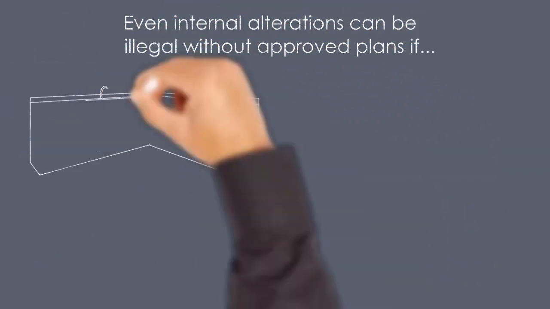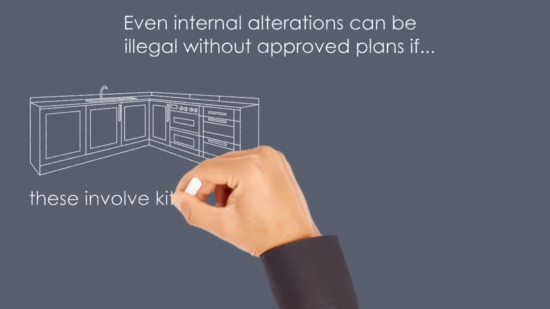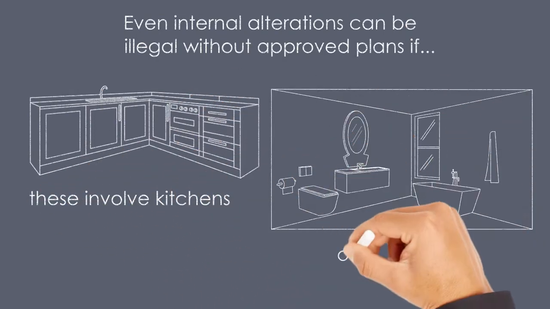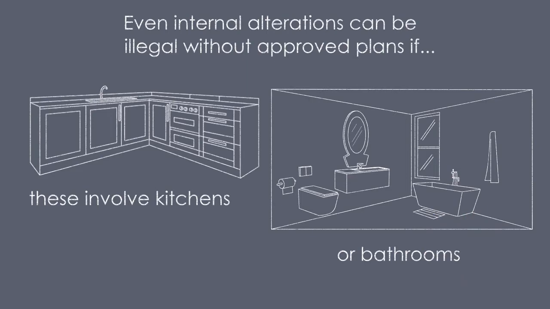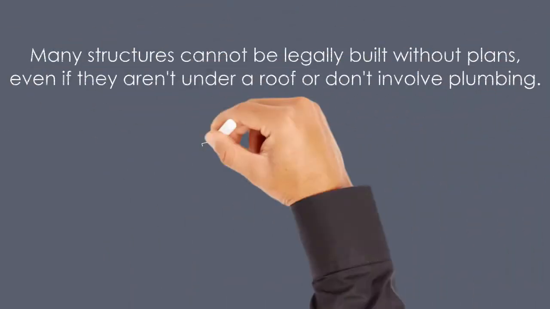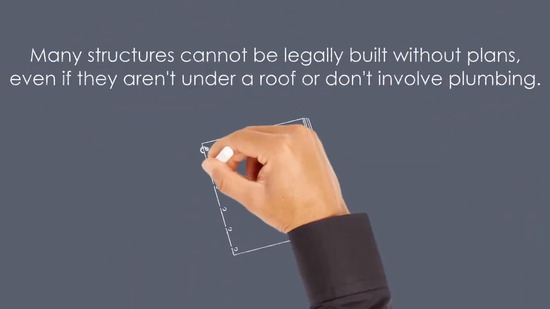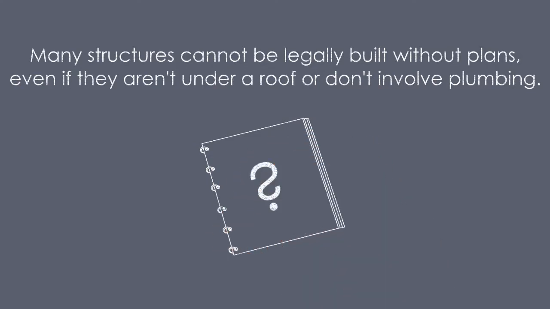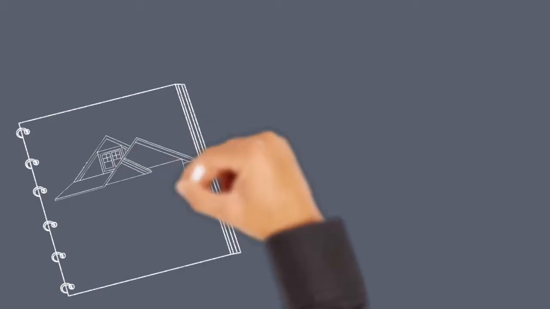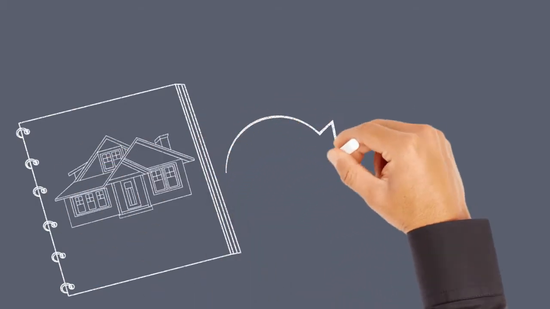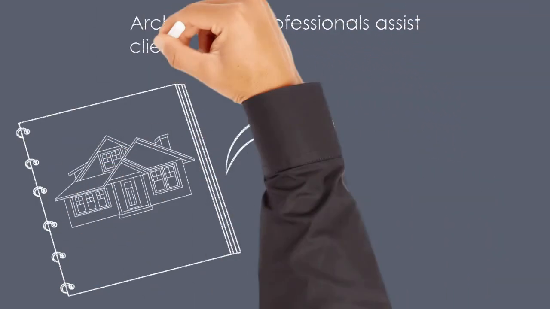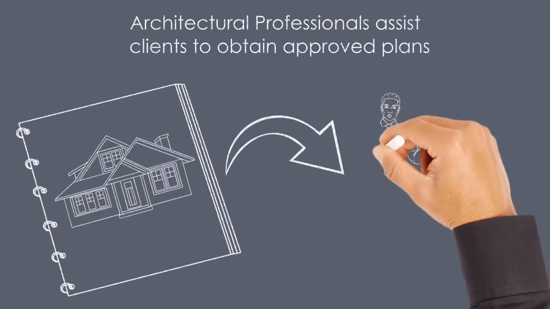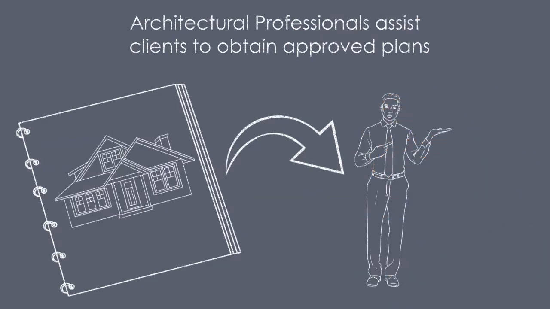Even internal alterations can be illegal without approved plans if these involve kitchens or bathrooms. Many structures cannot be legally built without approved plans, even if they aren't under a roof or don't involve plumbing. If you aren't sure, or if you know that you need approved plans, it is a good idea to consult with an architectural professional. Architectural professionals assist clients to obtain approved building plans.